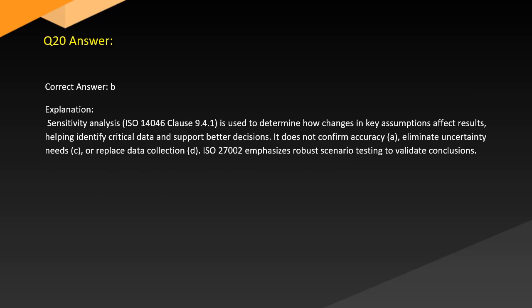Answer. Correct answer: B. Explanation. Sensitivity analysis, ISO 14046 Clause 9.4.1, is used to determine how changes in key assumptions affect results, helping identify critical data and support better decisions. It does not confirm accuracy (A), eliminate uncertainty needs (C), or replace data collection (D). ISO 27002 emphasizes robust scenario testing to validate conclusions.